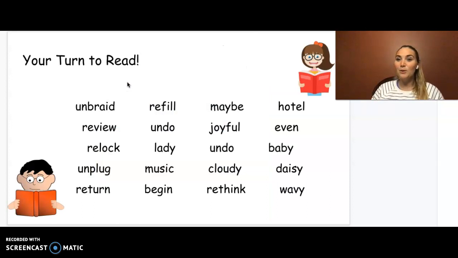All right, boys and girls, your reading job for today is to read these words.